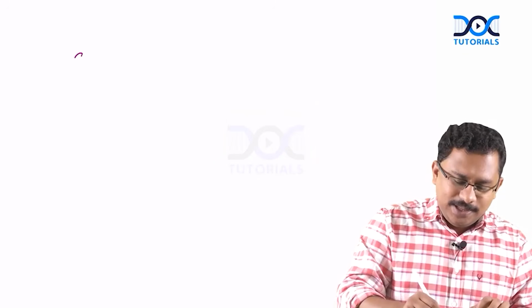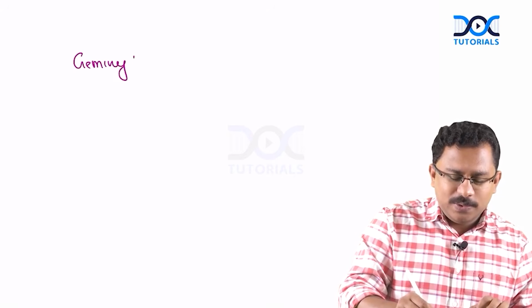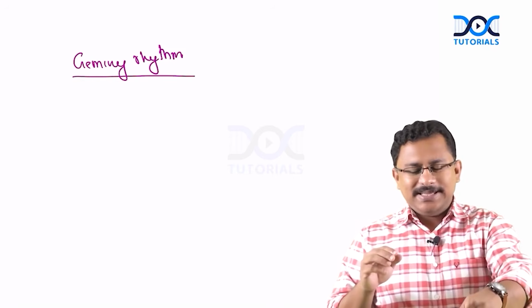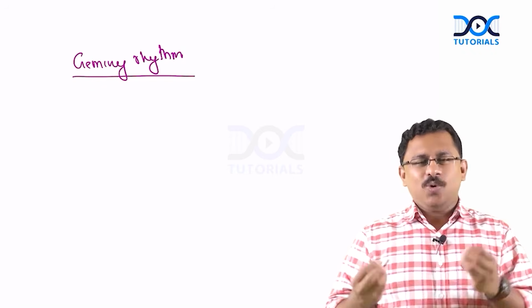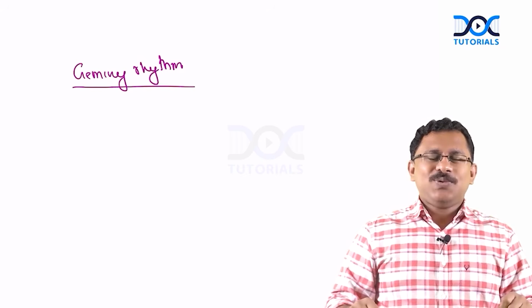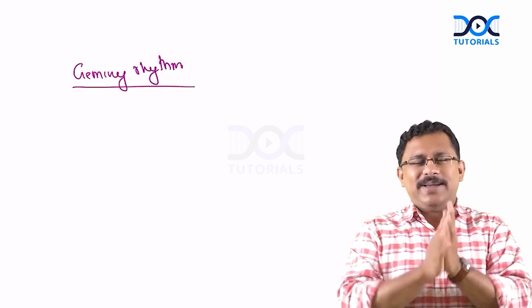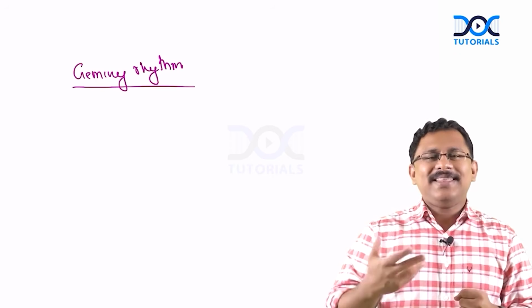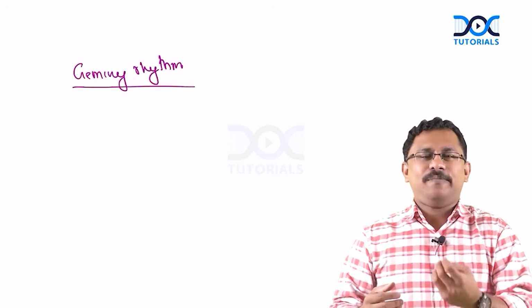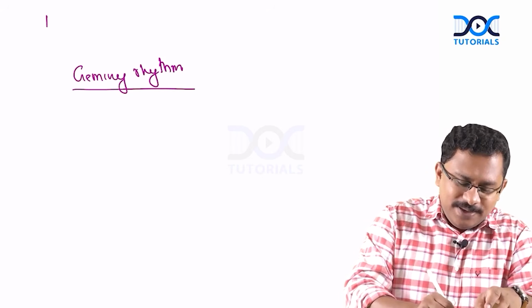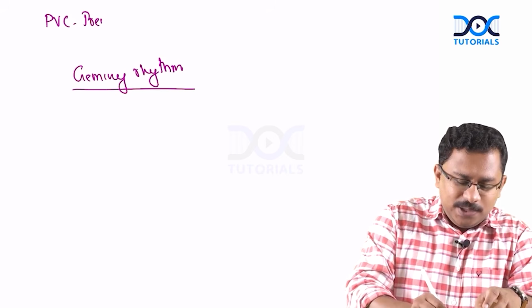Now there is another rhythm which you can call the Geminy rhythm. So what is this Geminy rhythm? When in the conducting system, sometimes you can have an ectopic generation of impulses. You can have ventricular ectopics. So you can have individuals where the SA node is the pacemaker, but in between you are having some ventricular ectopics. And in the ECG, the representation might be that of PVC, premature ventricular complex.